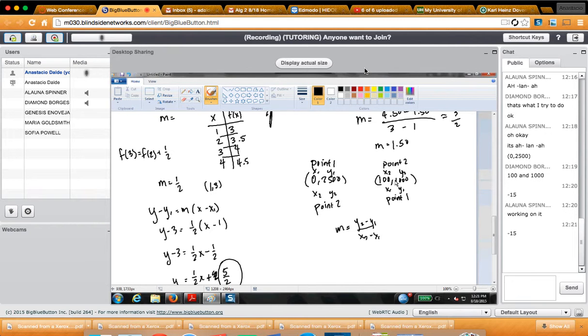I got negative 15. All right, you get negative 15 as well? Yeah. Even though you had the points switched? Yeah. That's crazy, because Diamond and Aulani both got negative 15. So whether you chose this as point 1 and this as point 2 or vice versa, it gives you the same answer. The reason is that the math actually ends up working itself out in the end.